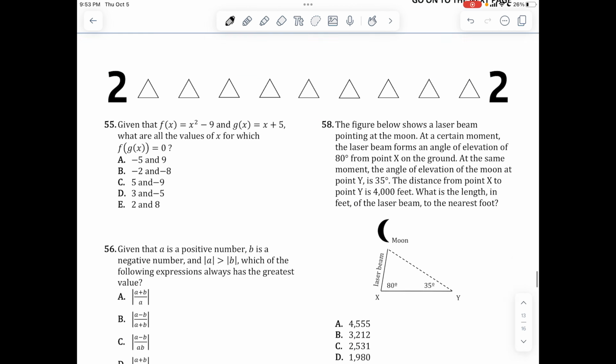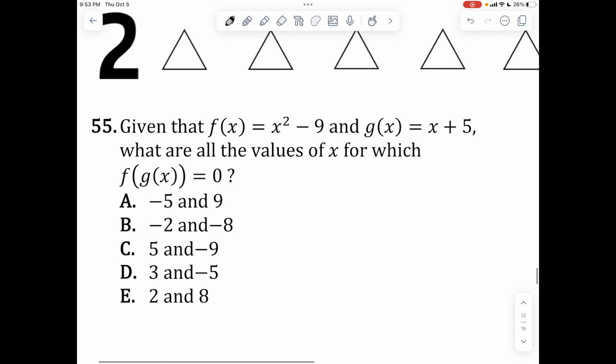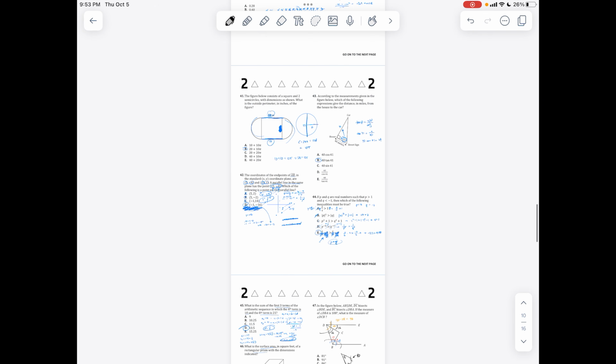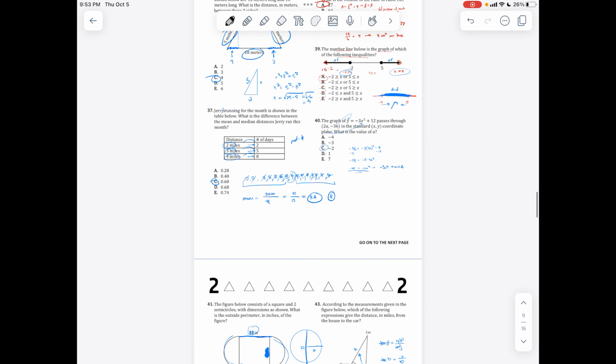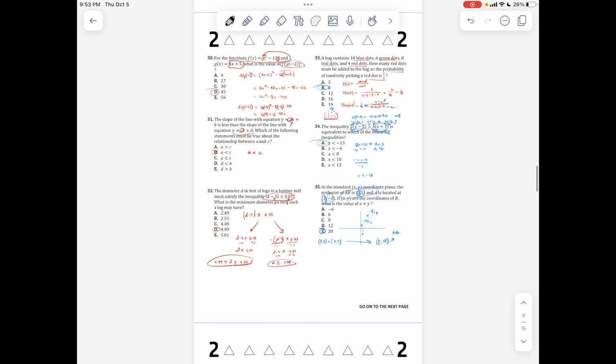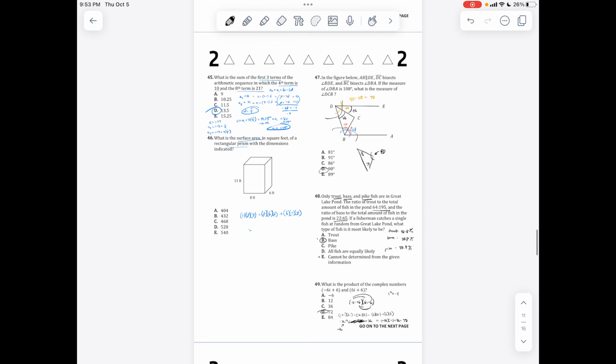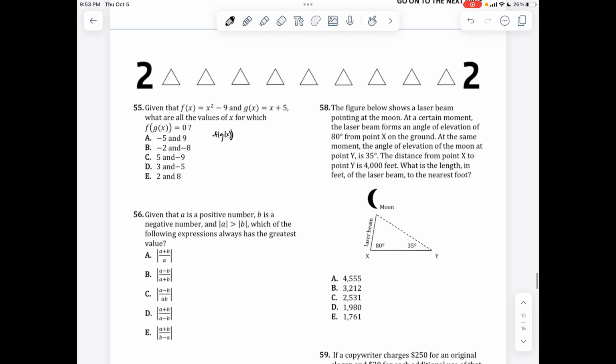That's A. Given that f of x equals this and g of x is equal to this, what are all the values of x for which f of g of x equals 0? Okay, first find f of g of x. We did a very similar problem before. I believe it was f of g of -2 or something like that. Check out problem number 30. So I'll kind of speed through this one because we already did a very similar example.